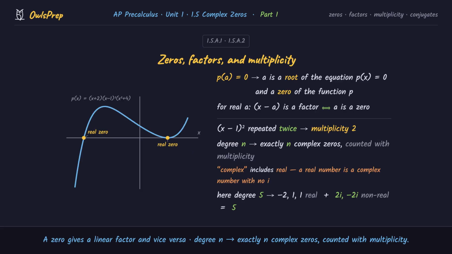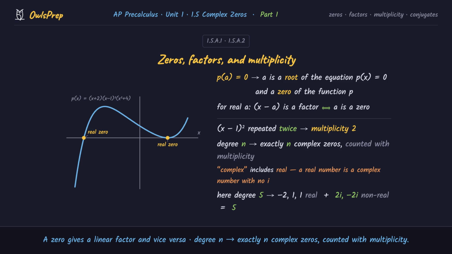If p of a equals 0, then a is a root of the equation p of x equals 0, and the same number is called a zero of the function p. Root belongs to the equation, 0 belongs to the function. They are two names for one value. And for a real number, there's a two-way street. X minus a is a factor of p exactly when it is a zero of p. Spot the factor, you know the zero. Find the zero, you know the factor.